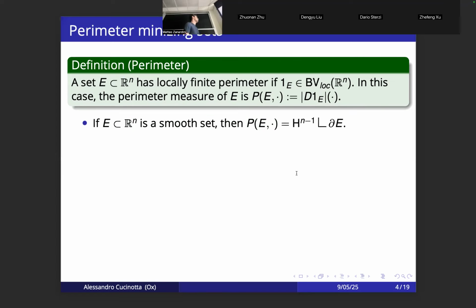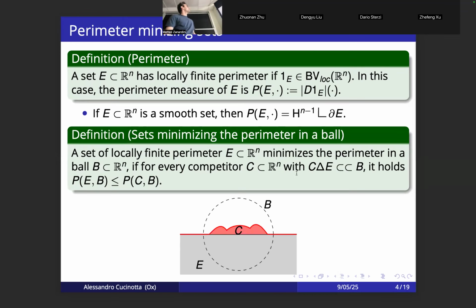So our first trivial observation is that if our set is a smooth set, meaning that around every point in the boundary in a suitable neighborhood, the set is an epigraph of a smooth function, then the perimeter measure, as one would expect, is the (n-1)-dimensional Hausdorff measure restricted to the boundary. Okay, and now we give the main definition for our problem.